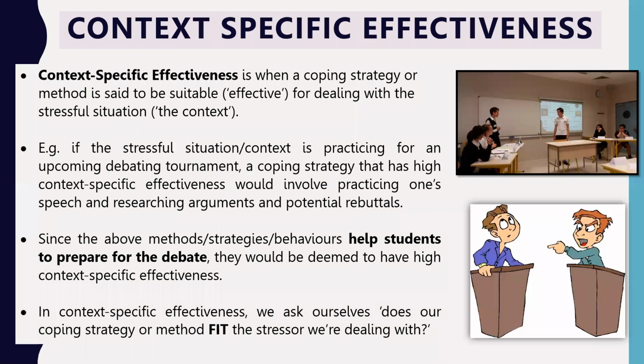Okay, so let's move on now to the last few topics of chapter 3, which looked at the social-based strategies for dealing with stress or related to stress. So the first one is called context-specific effectiveness, and this is again to do with the coping, how we're going to cope with the stressor. So context-specific effectiveness is basically this concept that tries to explain, is the person using a proper method or a proper strategy to deal with their stressful situation?